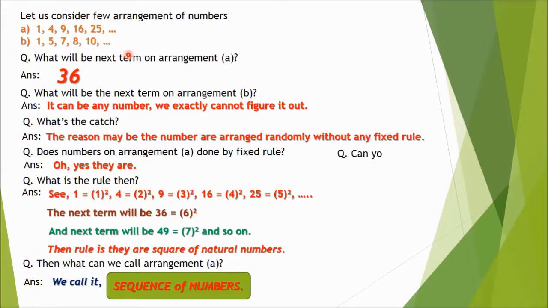Now there is another question. Can you list the criteria for any arrangement to be a sequence? As we already know, not all arrangements are sequences. There must be certain criteria, certain terms and conditions needed for any arrangement to be a sequence. Let's see the criteria.